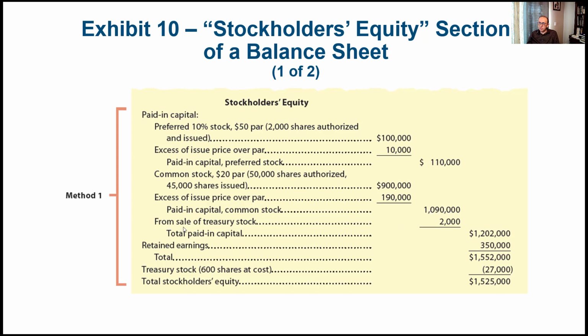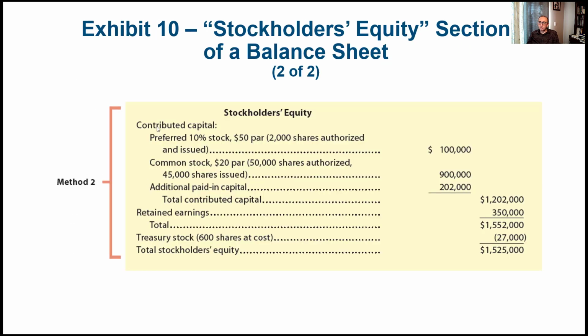And then you have paid-in capital from sale of treasury stock, which is the $2,000, and then the total paid-in capital, which is $1,202,000. Then you add the retained earnings, and you get the total, and then at the very end you subtract or deduct the treasury stock value. And that will give you the total stockholders' equity. So that's the sequence under method 1, very, very detailed.